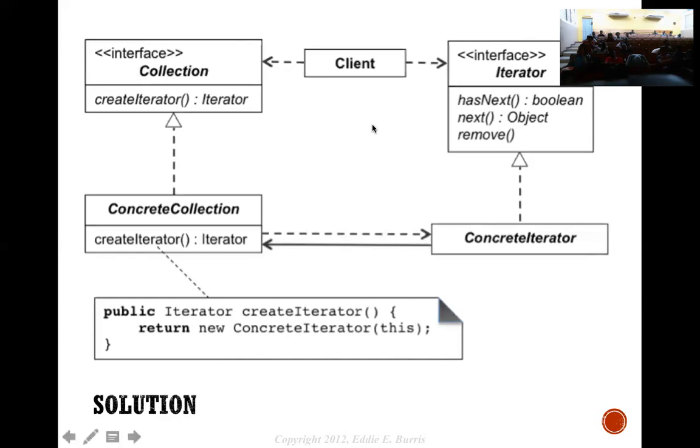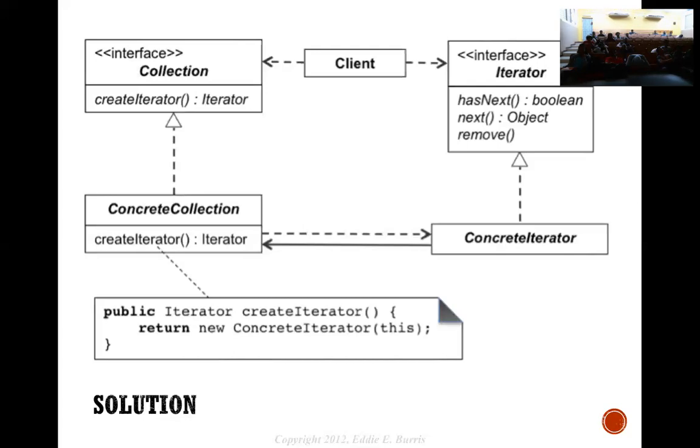If you look at the code for create iterator, you will notice that it passes the collection to the function that creates the iterator. Can you see that? You notice that it says concrete iterator this. So it is the concrete collection that's being passed. So the iterator is created to iterate that particular collection.